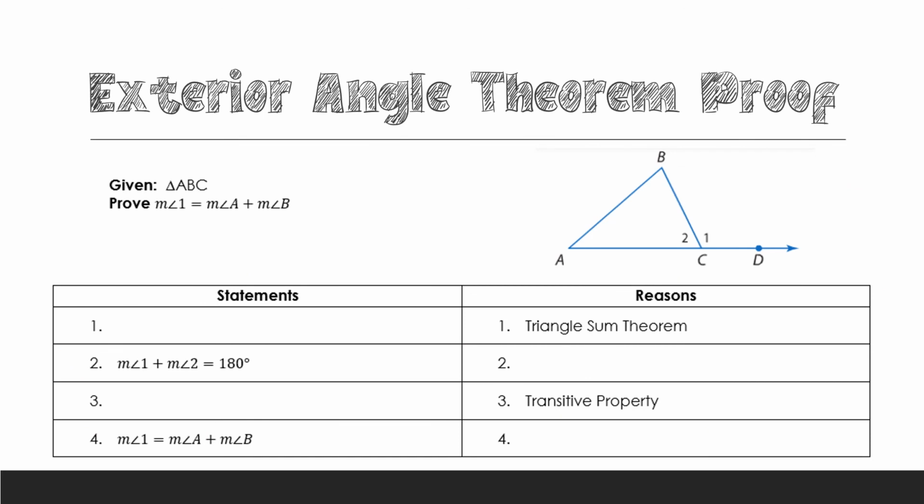So here is the proof that shows why the exterior angle theorem exists. So we're going to start by using our triangle sum theorem, which is what we just learned a minute ago. And according to the triangle sum theorem, remember that means all three angles add to equal 180 degrees. So that would be the measure of angle A plus the measure of angle B plus the measure of angle 2 equals 180 degrees. In this diagram, I know that the measure of angle 1 plus the measure of angle 2 also equals 180 degrees because of the linear pair property.